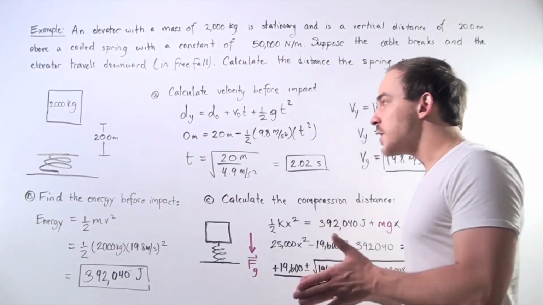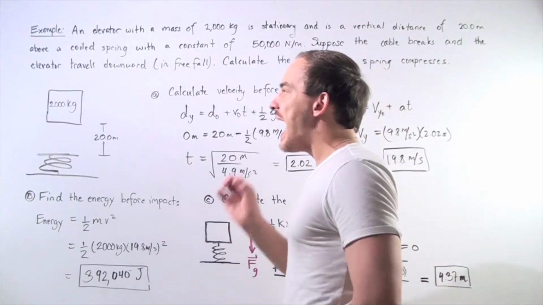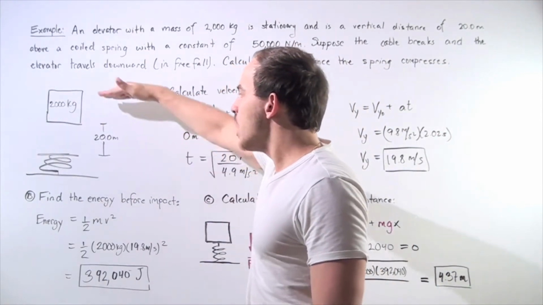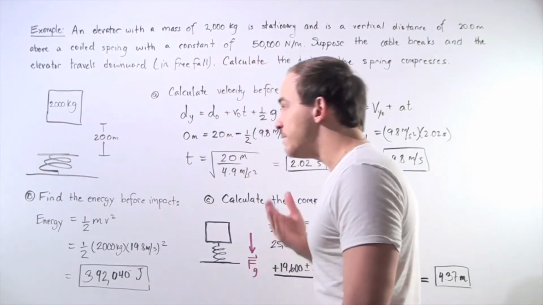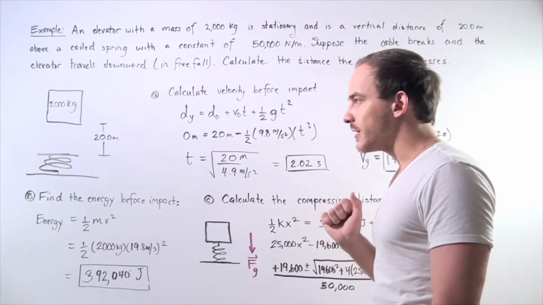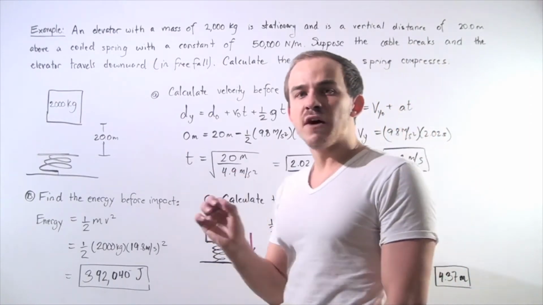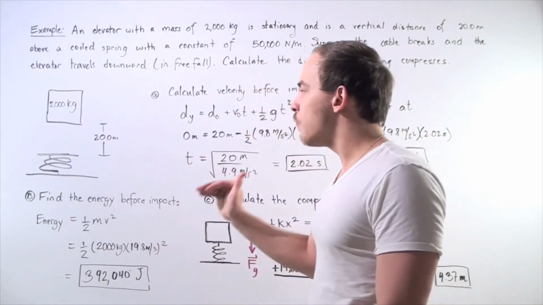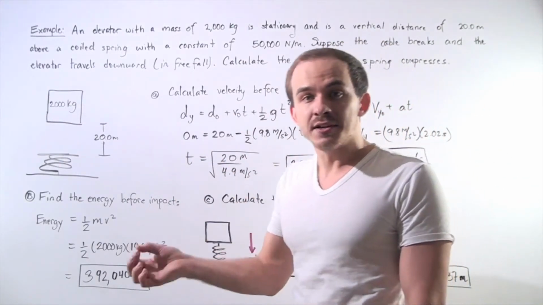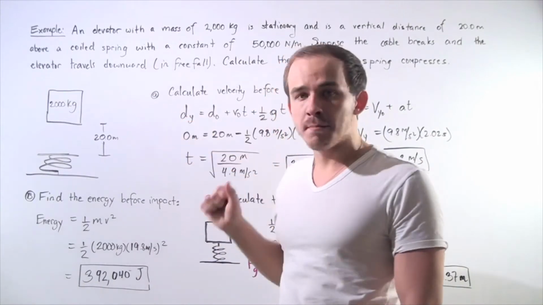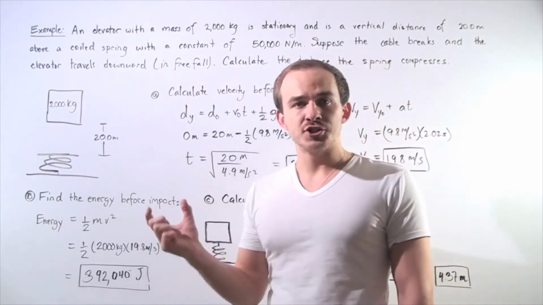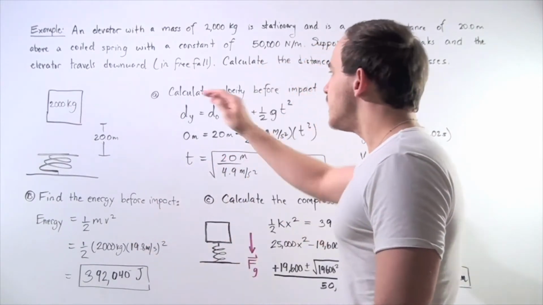So, in the first step, we want to calculate how long it takes the elevator to go from this position to 20 meters downward. So we find the time it spends in the air before hitting the spring. Then we use the time to find the velocity right before impact. We can then use the velocity to find the kinetic energy of our elevator before impact. And then we can use the kinetic energy to find our compression distance. So let's begin with part A.